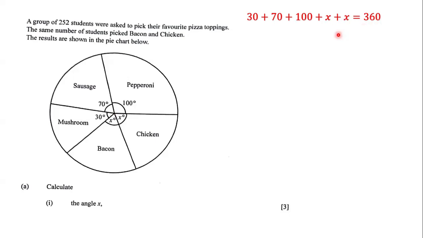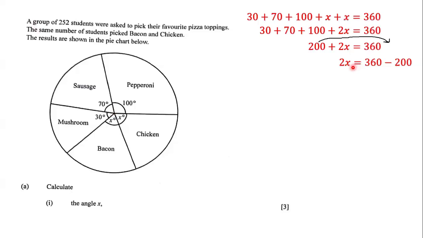Now we add, so we have x plus x, and x plus x is 2x. And we just bring down these numbers. Furthermore, we have 30 plus 70 plus 100, which gives us 200. And so we add those numbers. So we have 200 plus 2x is equal to 360. Next, we have to take 200 and send it over the equal sign. And so we have 2x is equal to 360 minus 200. And 360 minus 200 is definitely 160. So 2x is equal to 160.